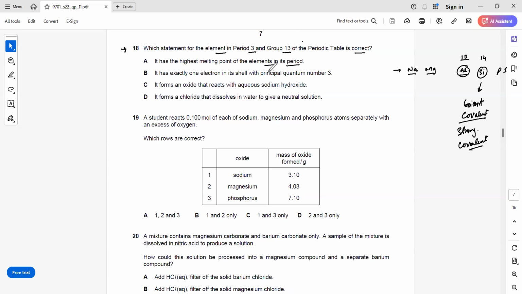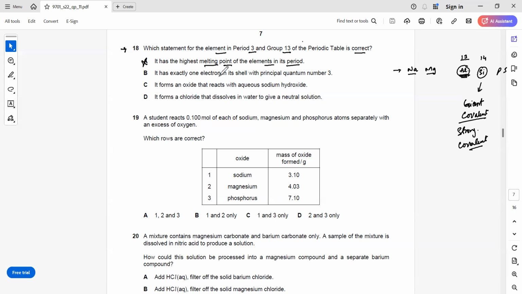Okay, so what I was saying, when we move from left to right, no doubt their melting points increase, but this member of group 14, silicon, has strong covalent bonds, so it has a higher melting point as compared to aluminium. So it means option A is incorrect about aluminium. What next are they saying?